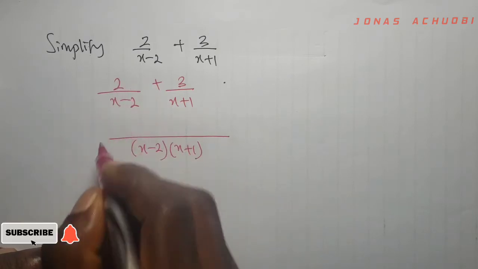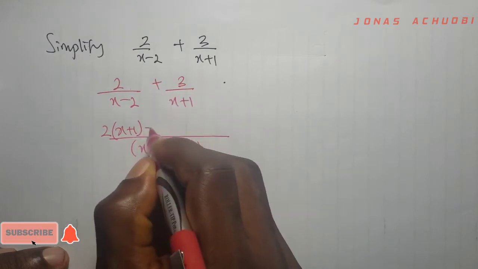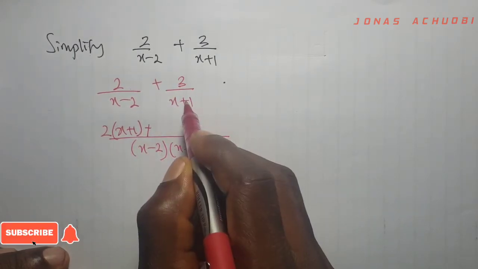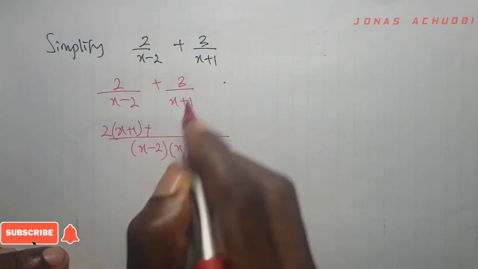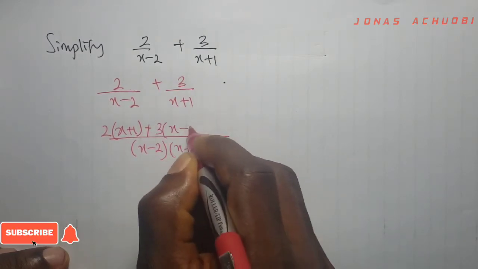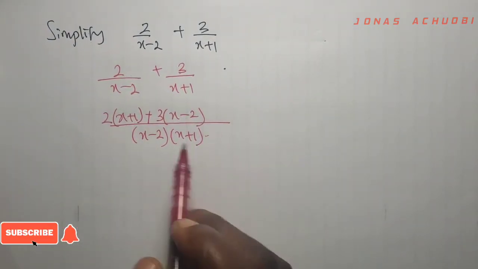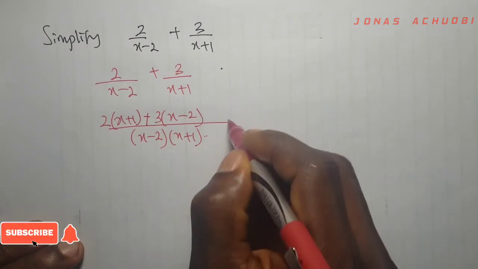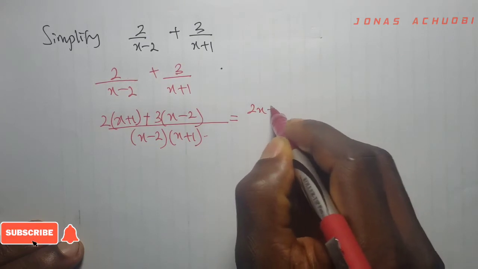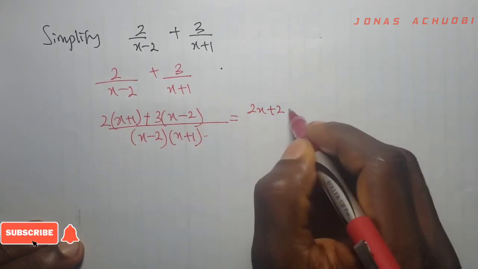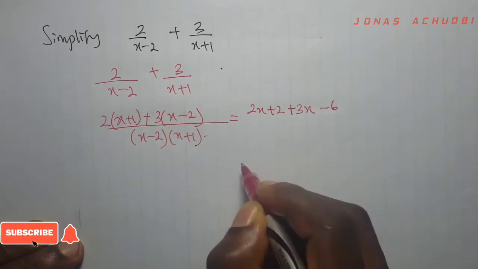Then x plus 1 times 2 is 2 into x plus 1. Plus, if this LCM divides x plus 1, this factor will cancel this one. And what is left is x minus 2 times 3 is 3 into x minus 2. I guess you're familiar with this process already. So if we expand the numerator, we have 2 times x is 2x, 2 times 1 is plus 2, 3 times x is plus 3x, 3 times minus 2 is minus 6.